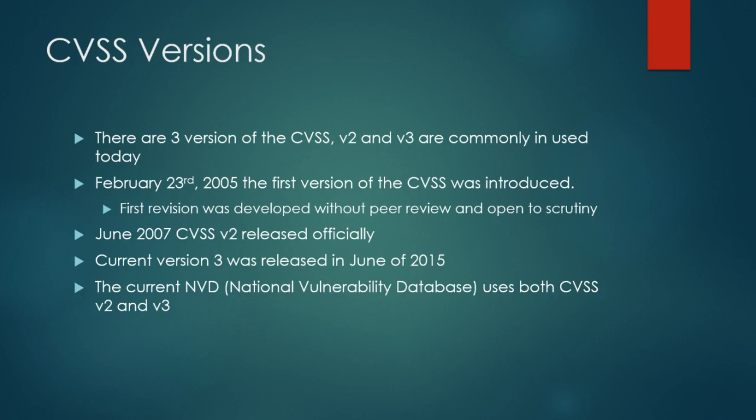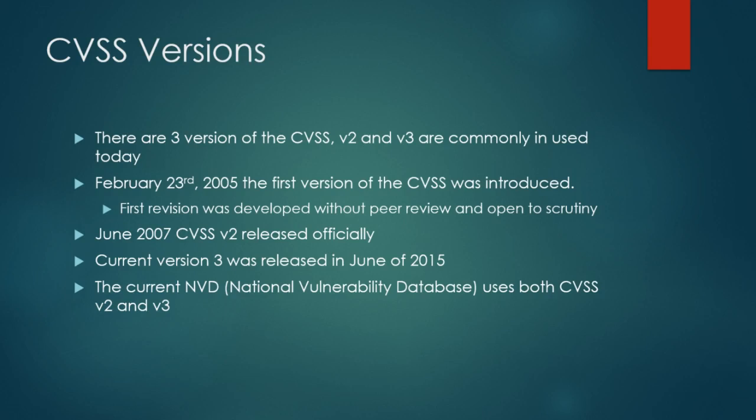About 2 years later, CVSS version 2 came out in June of 2007, and that was officially released, providing metrics. The main focus of this was on how to categorize low, medium, and high vulnerabilities.